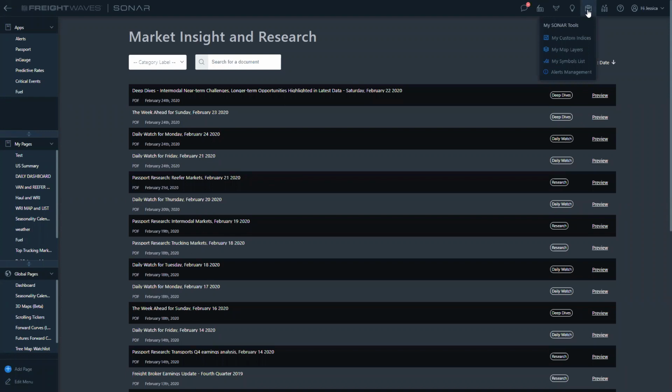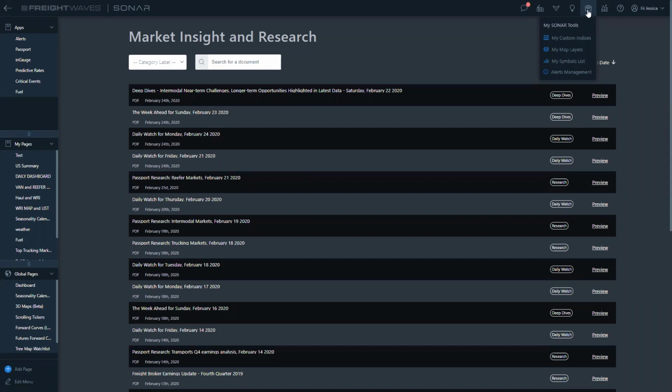The next is My SONAR Tools. My Custom Indices is where you can upload your customer's or your company's tendered information, so your volumes and your rejections, and compare them to ours in SONAR. So it's a form of benchmarking in the SONAR platform. My Map Layers is where you can upload customer locations onto a map. So say you have a customer with 15 different locations, you could upload their addresses and it will appear on a map. You can then overlay other data sets to see what volumes and rejections are like in those specific markets.